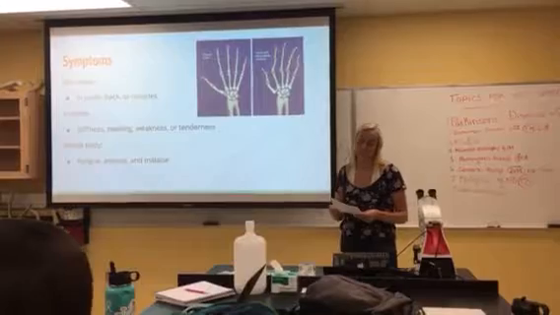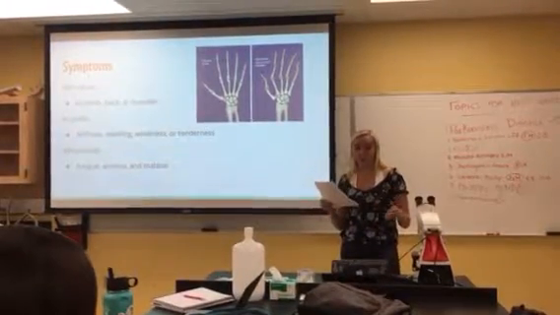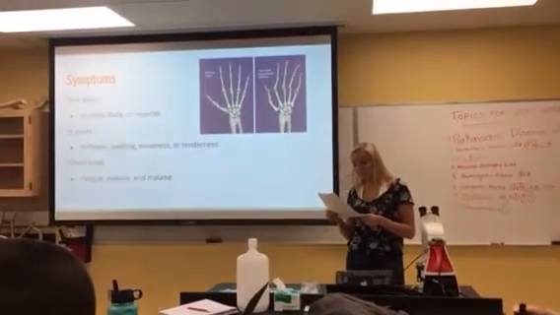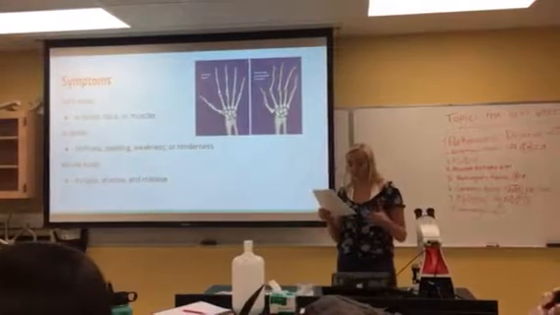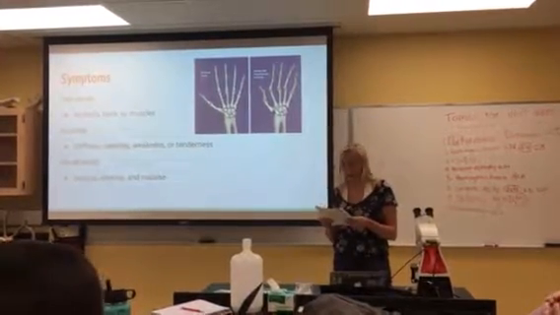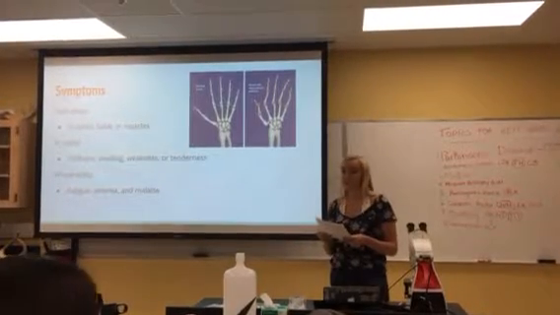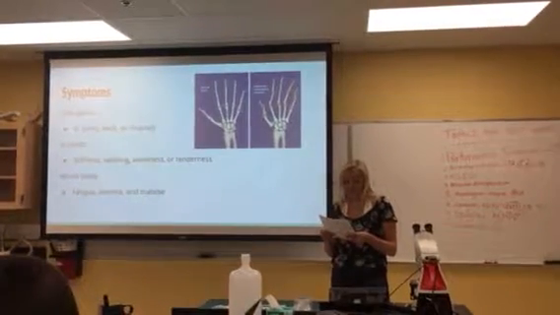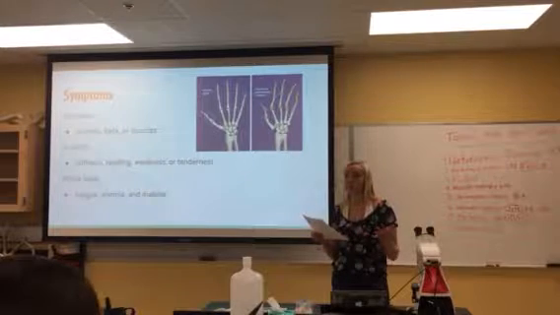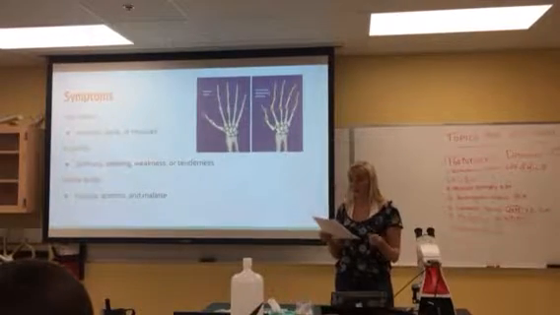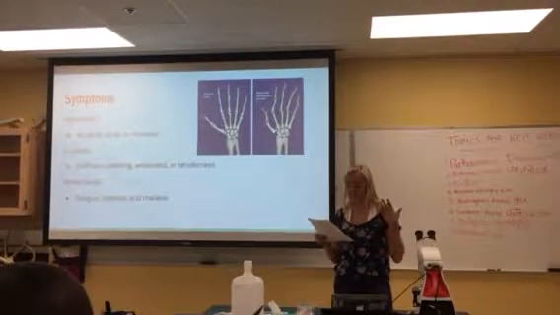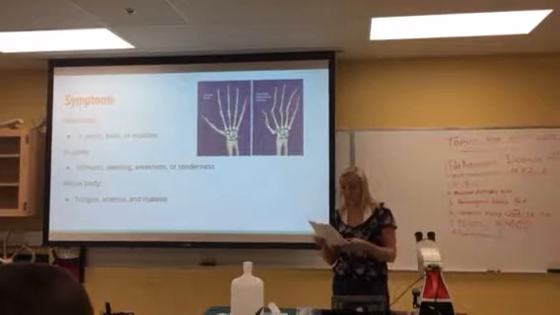So what are the symptoms? Most of the symptoms occur in the joints, the back, or the muscles. In those joints themselves, there's a lot of stiffness, swelling, weakness, or tenderness. And then there are some other symptoms that occur in the whole body, things like fatigue and anemia. So most of the symptoms occur primarily at the joints, but there can be other side effects and symptoms that occur in the whole body.